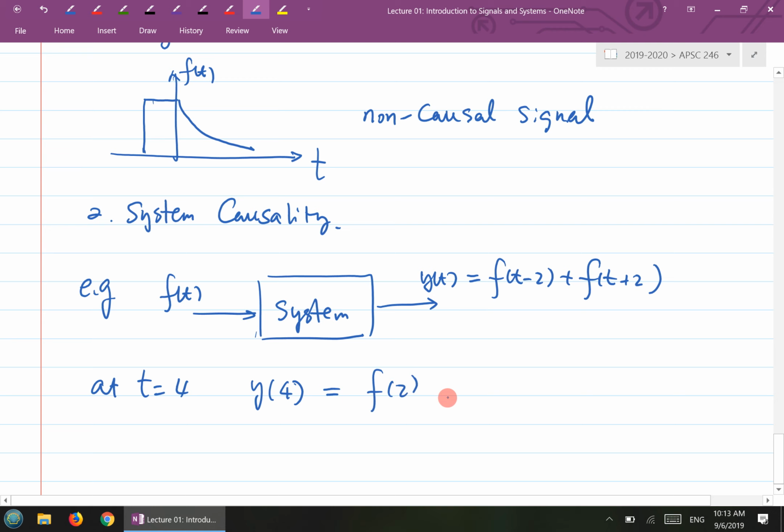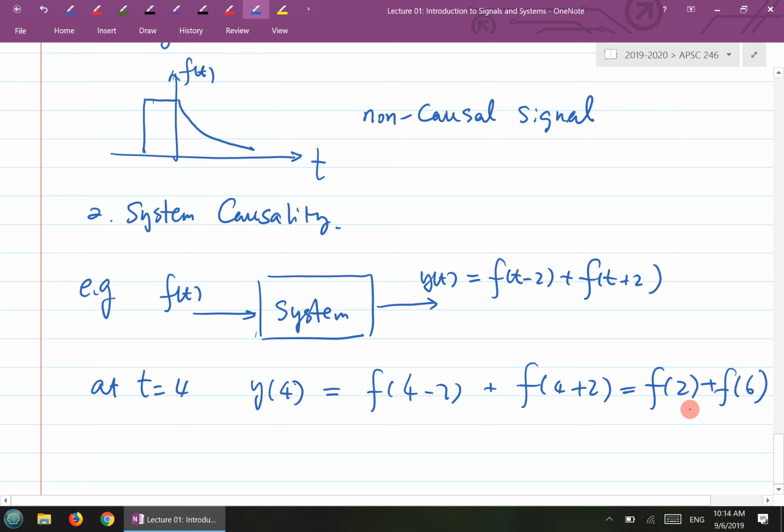So 4 minus 2 plus 4 plus 2, which is f of 2 plus f of 6, right? Okay. So this is the result based on the given system. The output at t equal to 4 is f of 2 plus f of 6.